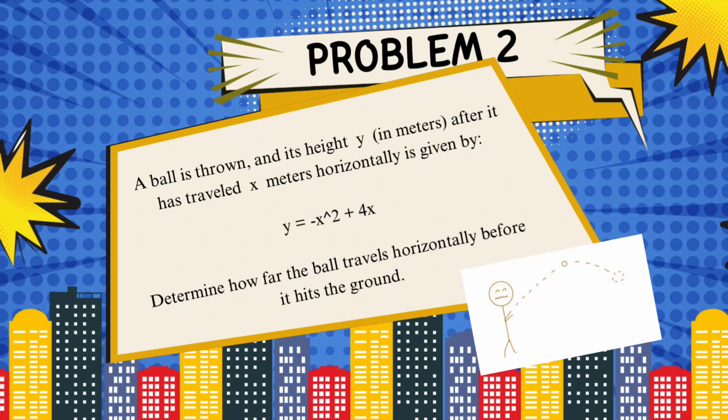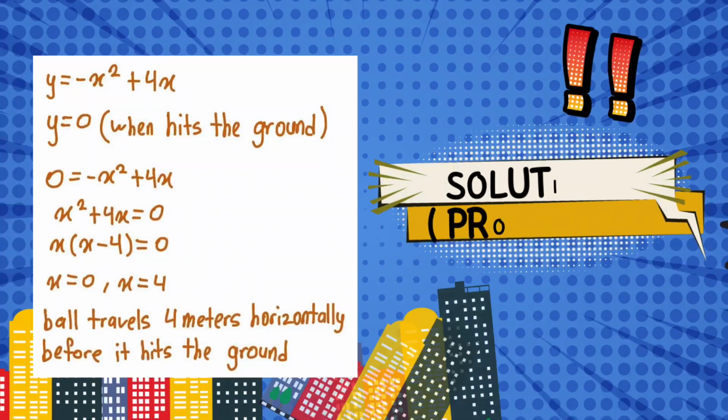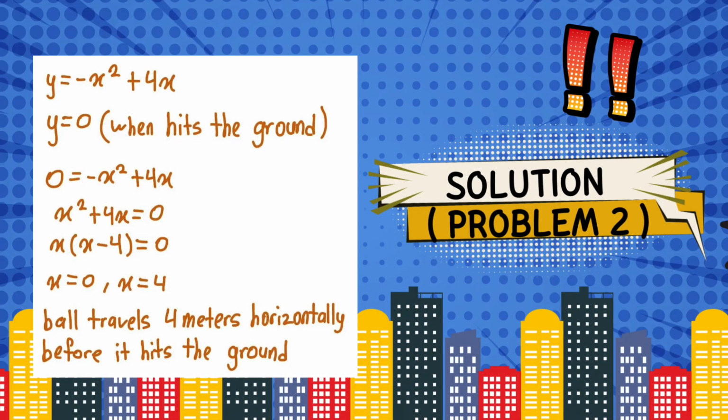Next, for problem 2, the given equation is y equals negative x squared plus 4x. Determine how far the ball travels horizontally before it hits the ground. So, for the solution, we replace the value of y with 0 because it states that when it hits the ground. So, we determine the value of x. So, we got that the ball travels 4 meters horizontally before it hits the ground.